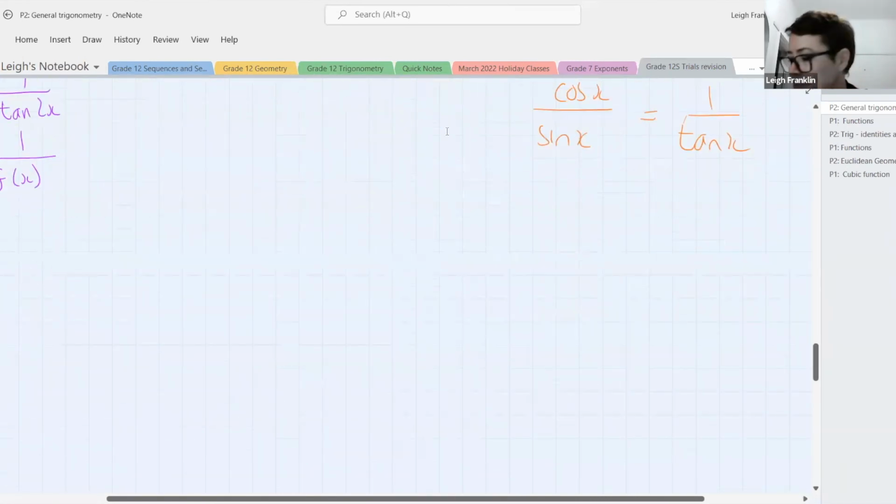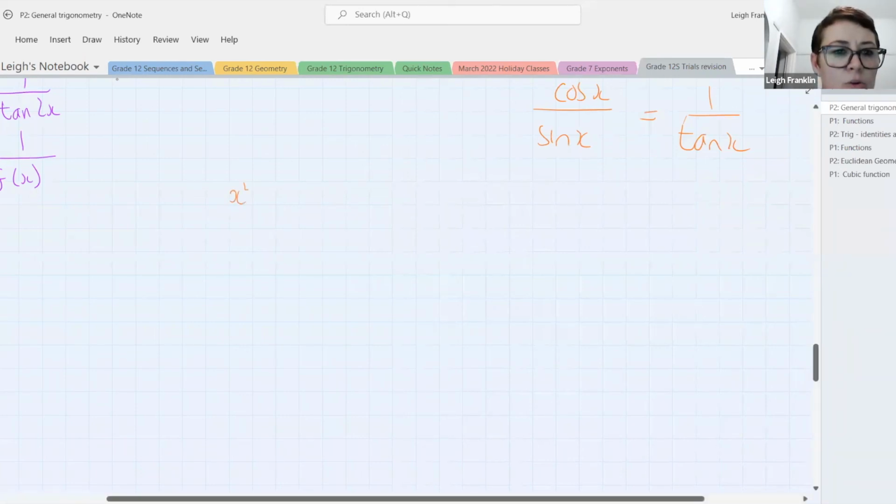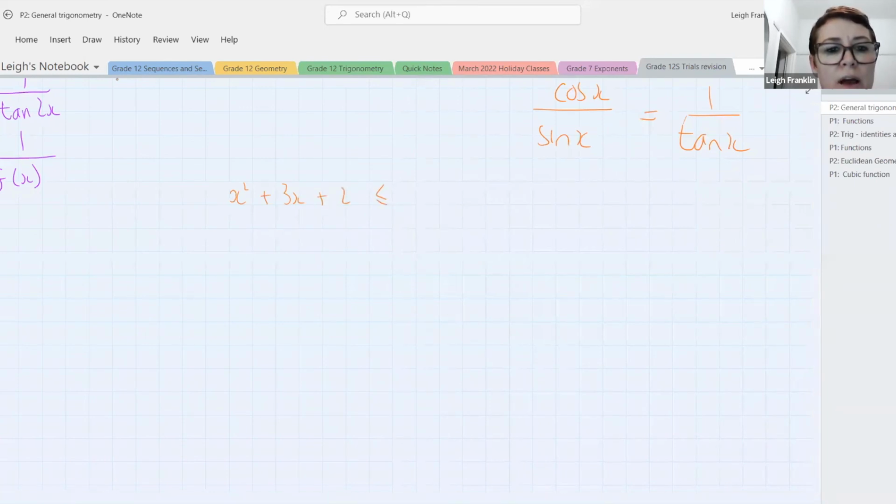All right, so remember in paper 1, you have a question like this. So for example, x squared plus 3x plus 2 is smaller than or equal to 0, and you have to solve for x. Okay, it's a quadratic inequality, isn't it? Right? So what it's saying to us is, well, for what values of x is y negative? Because x squared plus 3x plus 2 is f of x, it is y.